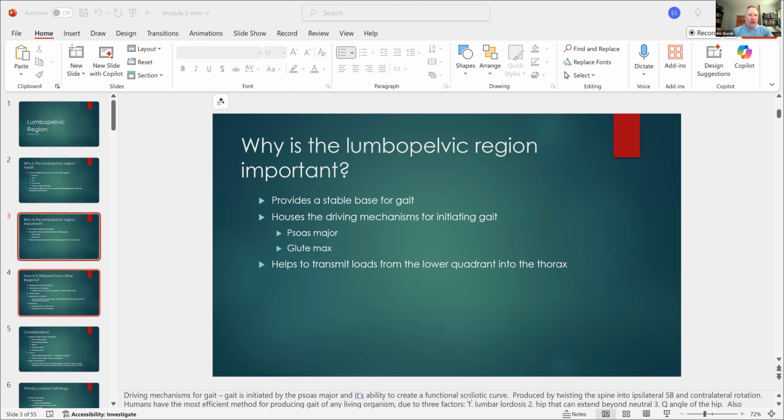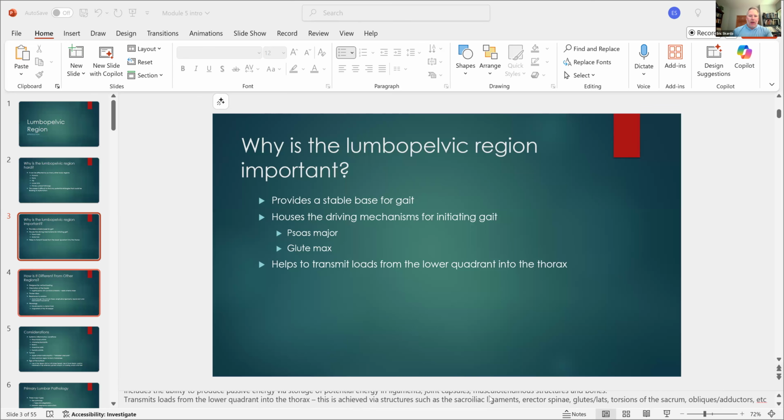But when we're looking at what's the true function here, what are we looking at from a perspective of what's a person likely not to be able to do here? If it's an ambulatory issue, then it's going to be a contralateral coupling. Okay, so again, just something to keep in mind there. So lumbar lordosis, hip that can extend beyond neutral, and the Q angle of the hip. Okay, those are the three factors there that really initiate that scoliotic curve.